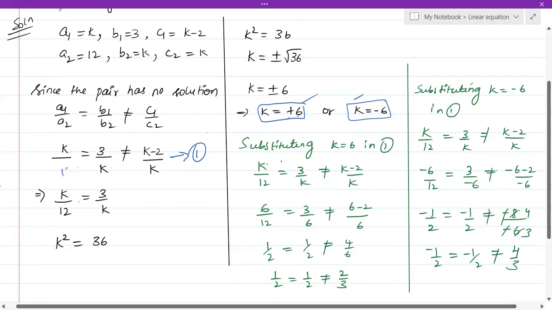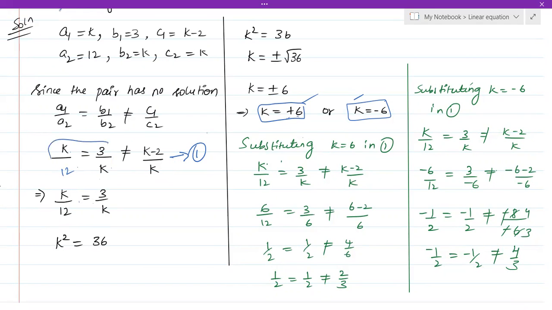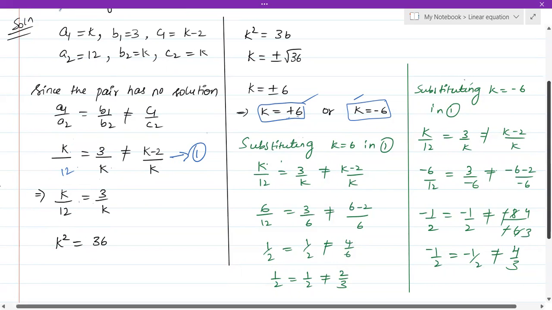Because we found the value of K using only these two things, the value of K that we have got is going to satisfy the first one and the second one. But we don't know whether it's going to satisfy the third one, because we never brought it into the picture. Therefore, as soon as you find the value of K, you have to verify it. So how do you verify it? Substitute in equation 1.